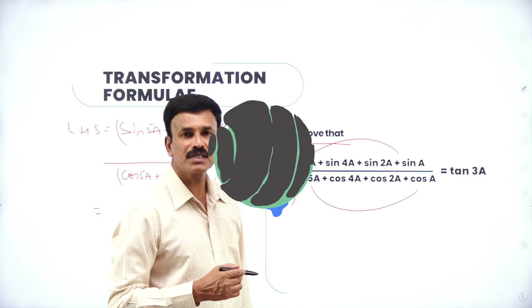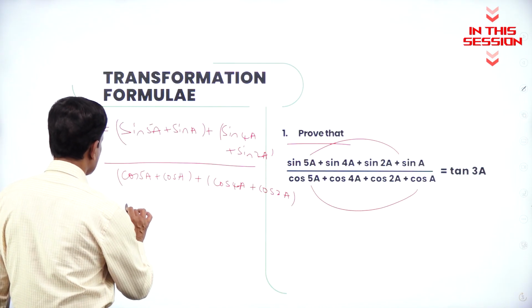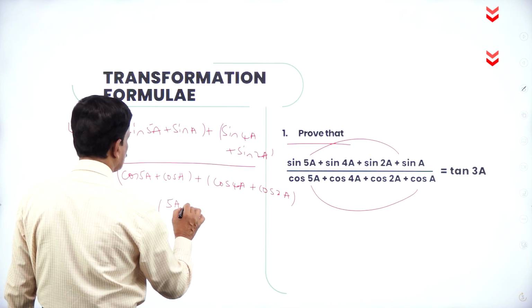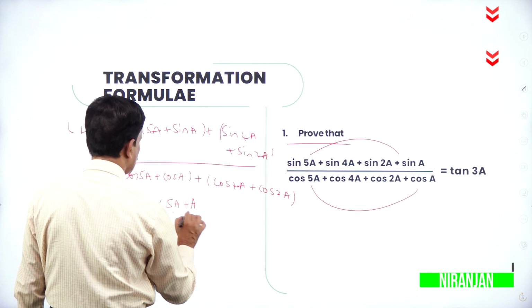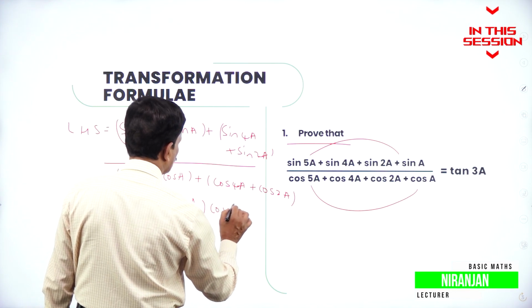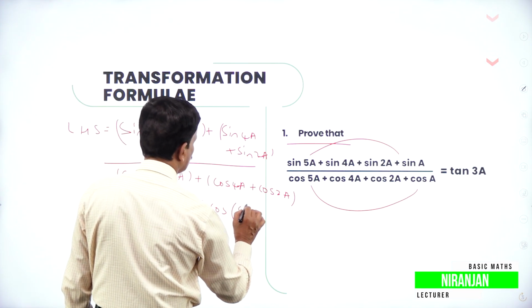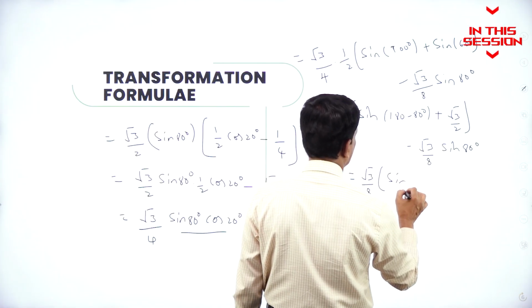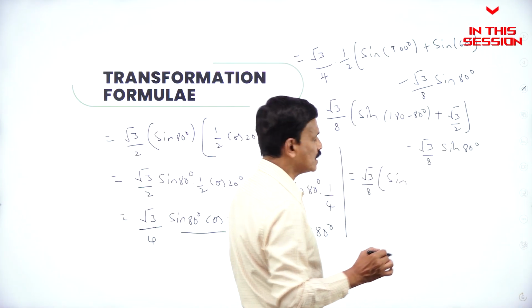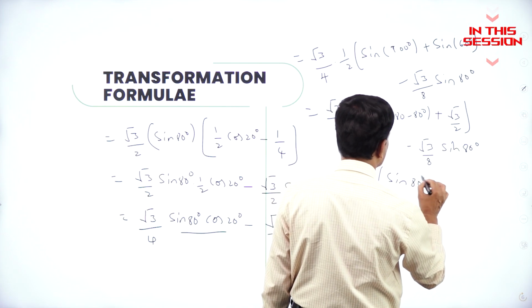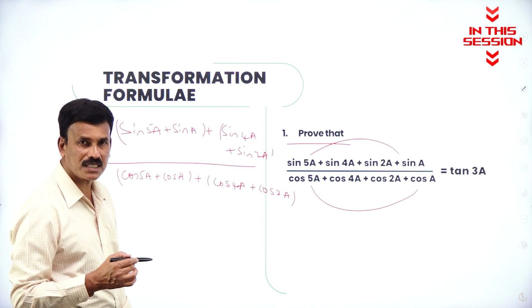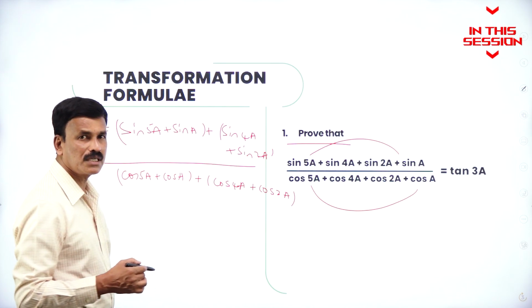So what is the formula for sin C plus sin D? Sin C plus sin D is equal to 2 sin (C plus D)/2 into cos (C minus D)/2, 5A minus A divided by 2. Sin of 180 minus theta is sin theta itself, it is in its first quadrant, sin 80. For the numerator, you can apply sin C plus sin D. For the denominator, cos C plus cos D.